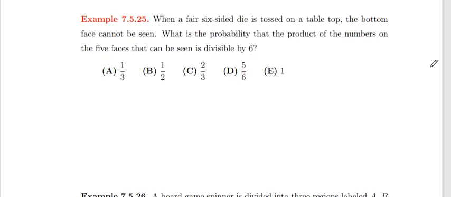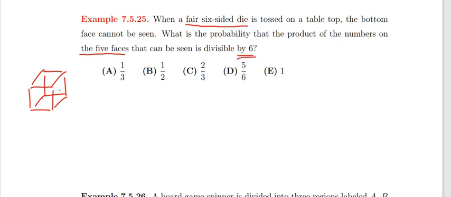Okay, so for this one, a fair six-sided die is tossed on a tabletop. So the die is just like this, a die, right? 1, 2, this is a die. The bottom face cannot be seen. So what is the probability that the product of the numbers on the 5 faces that can be seen is divisible by 6?